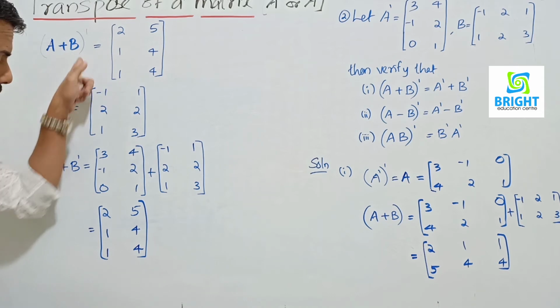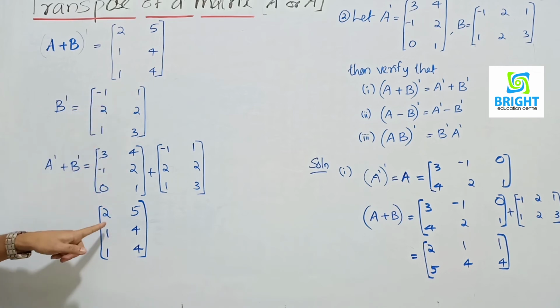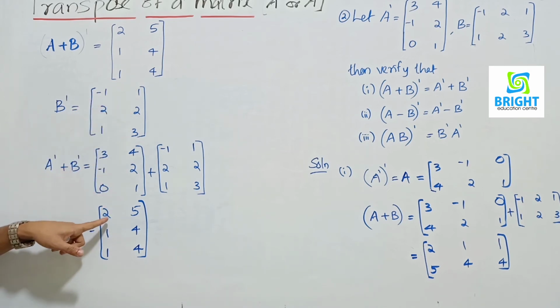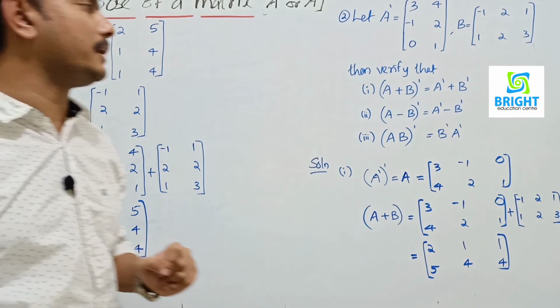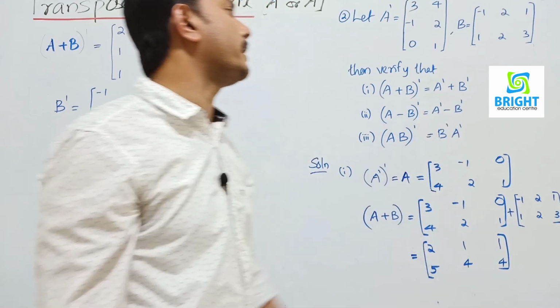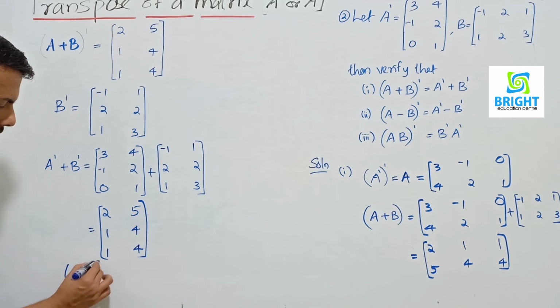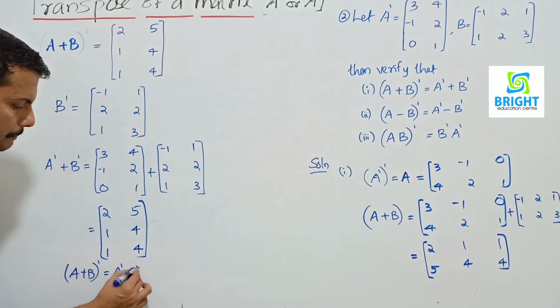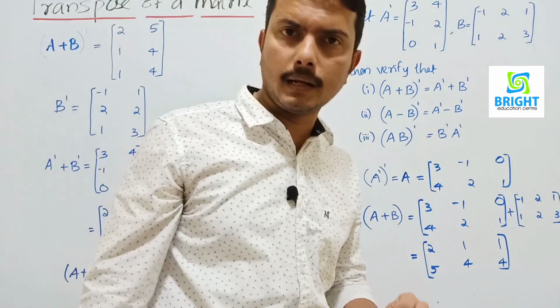A plus B whole transpose is the same matrix, 2, 5, 1, 4, 1, 4. Here also A dash plus B dash is equal to 2, 5, 1, 4, 1, 4 again. What does that mean? The first part has been verified. You are obtaining A plus B all transpose is equal to A dash, or A transpose, plus B transpose. You are getting it.